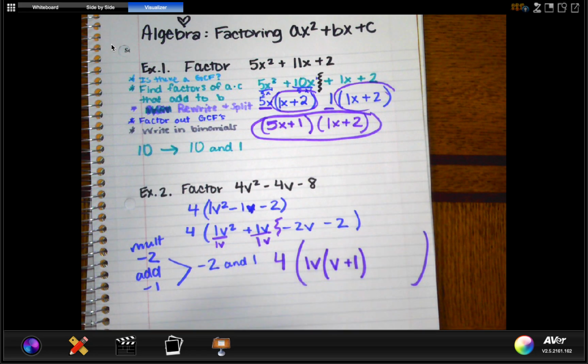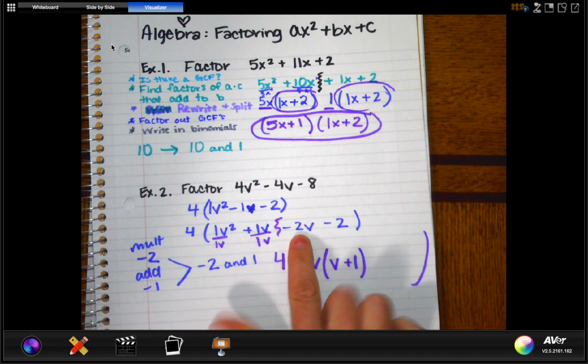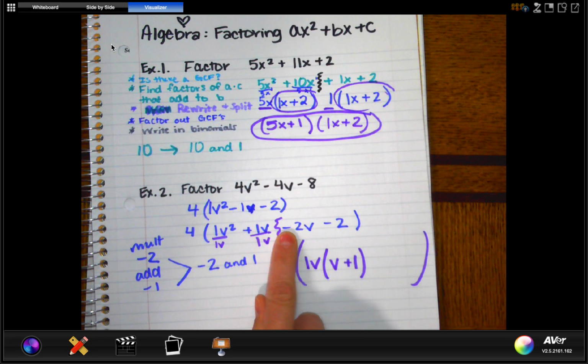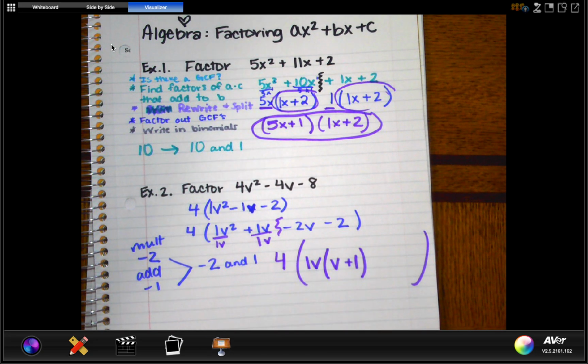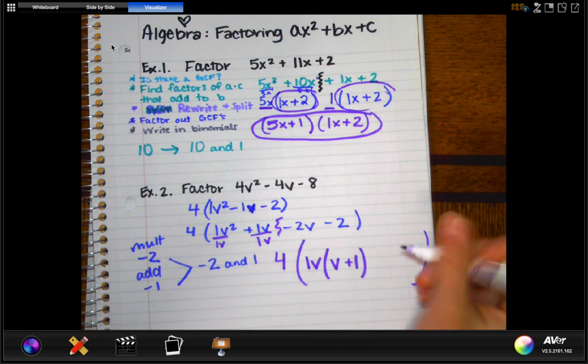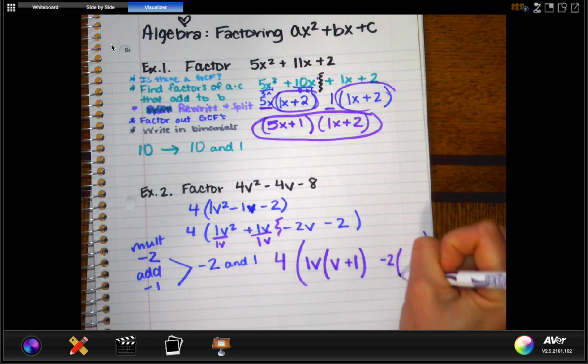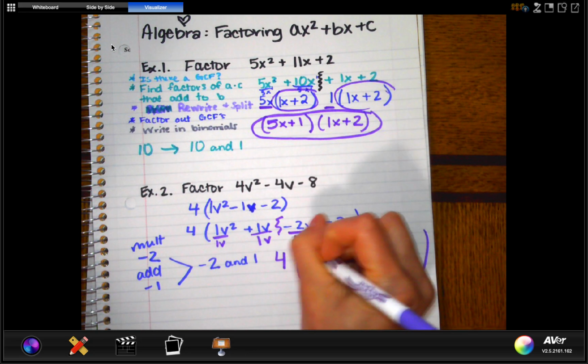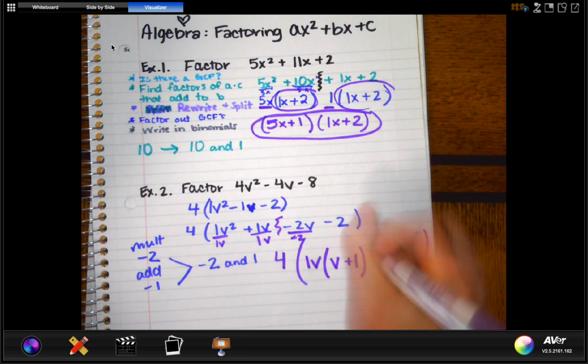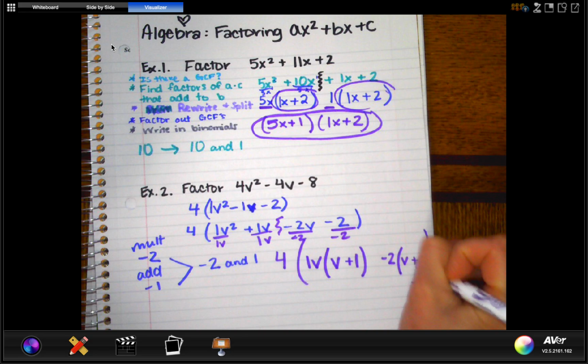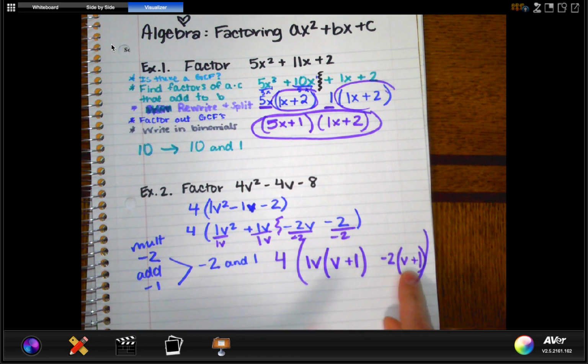Let's do the other side. What's the greatest common factor of negative 2v and negative 2? Oh, it's negative 2. Okay, cool. If I take negative 2 out, I am left with v. If I take it out here, I'm left with 1. Great, that's what I wanted. Those match. Okay, the last and final step then is to rewrite the whole thing.